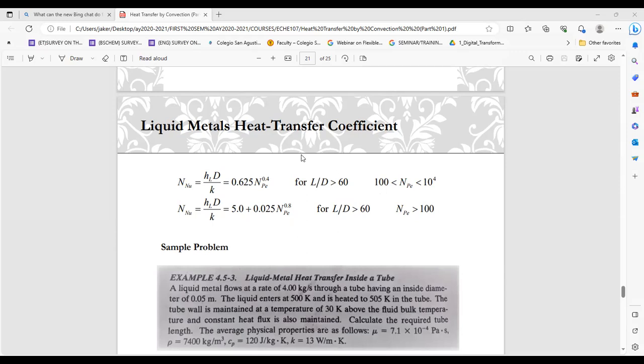These two formulas are good for a ratio of L to D greater than 60. For this one, the range is only from 100 until 10,000, but this one does not have any limitation as long as the Peclet number is greater than 100. So you can choose this one if the Peclet number is greater than 100.